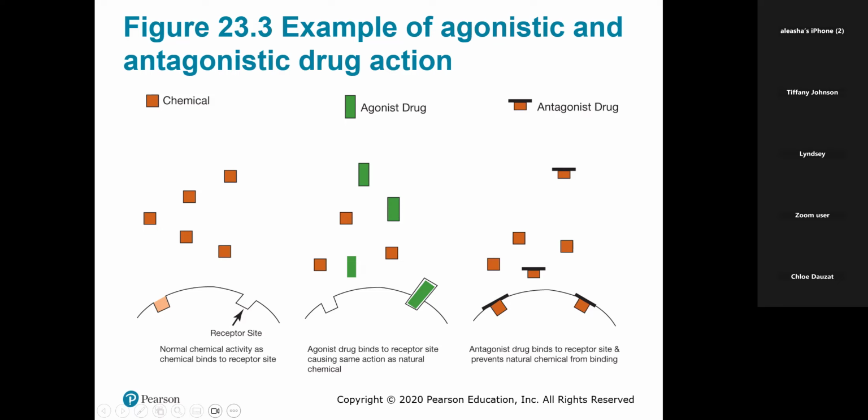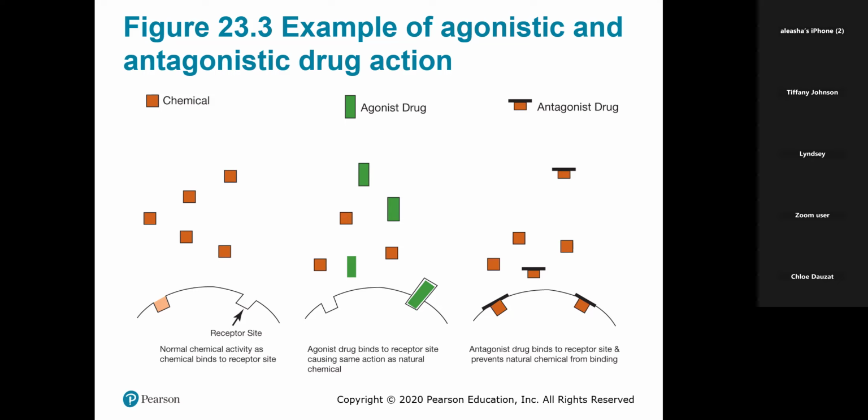So you see along the bottom of that figure there, normal chemical activity: the chemical is going to bind to the receptor site. That's if we have no drug in the system. The agonist drug will bind to a receptor site. This is the middle bottom circle or half circle. So that agonist drug will actually bind to that receptor site, and it'll cause the same action as the natural chemical would. So we're kind of aiding nature, because sometimes our bodies start ignoring what should naturally occur, or other things may be going on to cause the body to not be functioning properly in that way. So we'll use some drugs to mimic that.